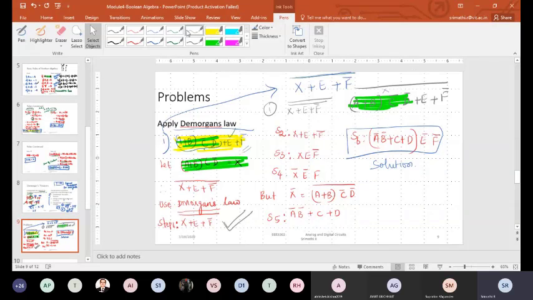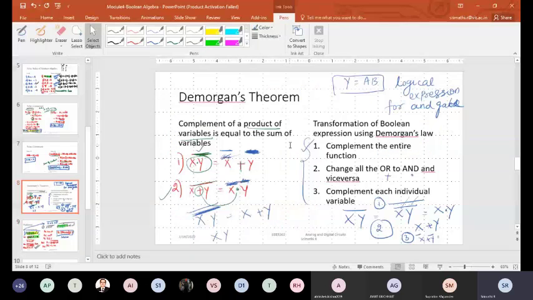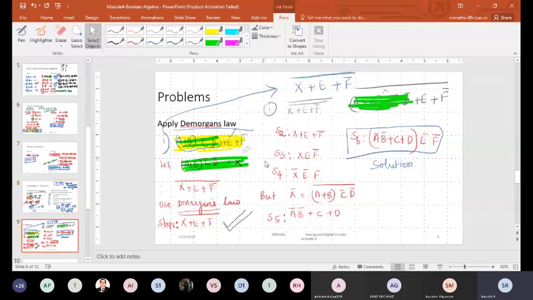Later, after that, what do I have to do? What is the second step I have given? Change all the OR to AND and vice versa. If there is OR, you need to convert it into AND. If there is an AND, we need to convert it into OR. So after complementing the function, we need to convert all the OR symbols, this plus, into dot. So X, E and F bar, that is done. This is step 2 according to De Morgan's law.